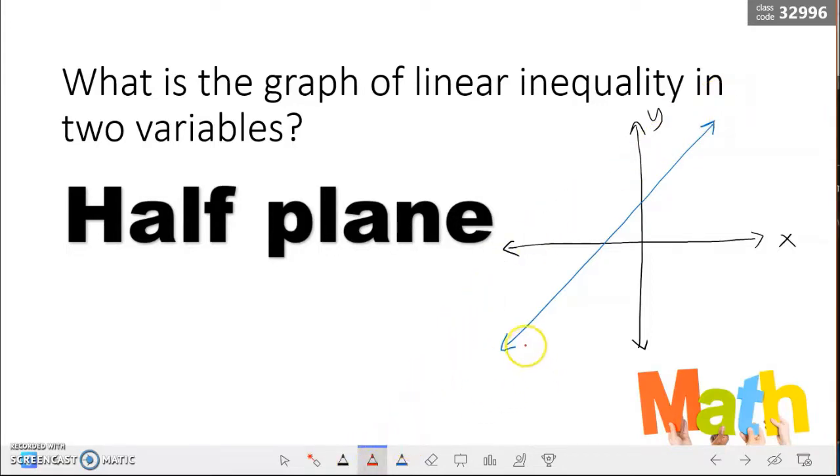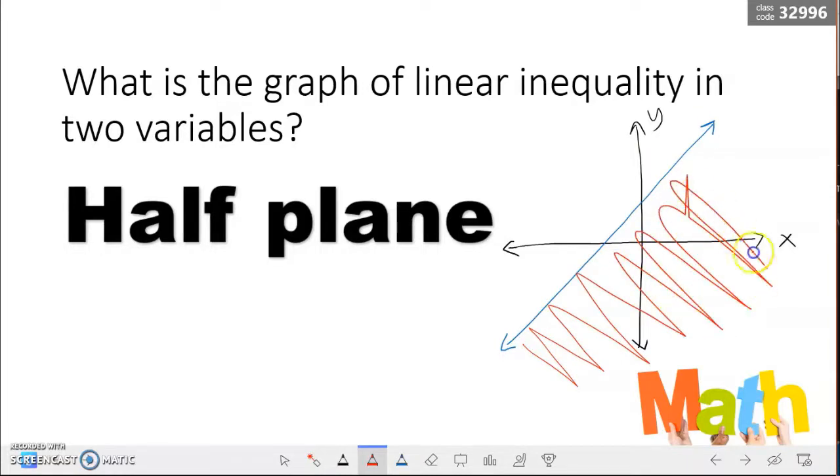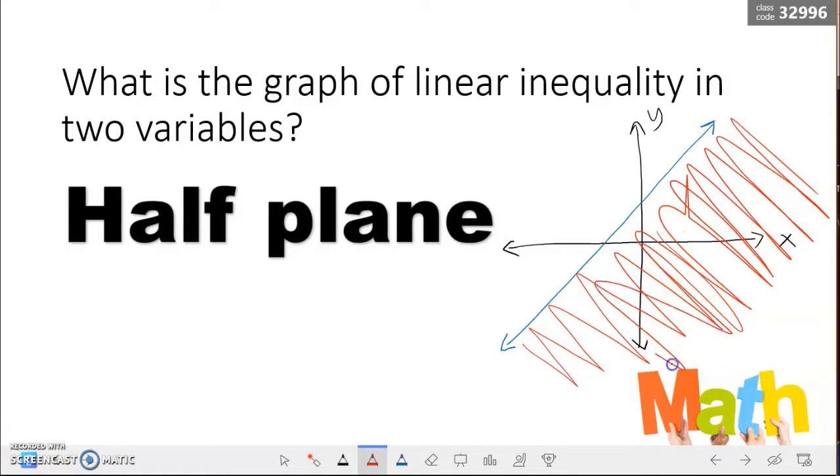So, you have a portion that is shaded. All the points in the shaded region, including the points on the line because it is a solid line, are the solution set of our linear inequality. So, a half plane is the graph of a linear inequality in two variables.